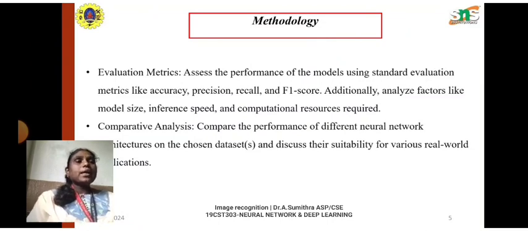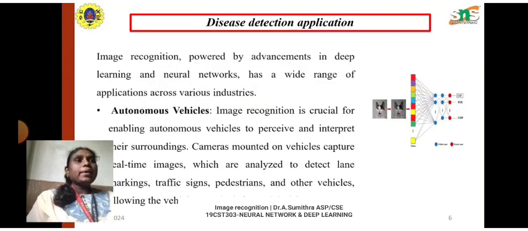This approach is especially useful when working with limited data and computational resources. The practical applications of deep learning based image recognition. Deep learning based image recognition has a wide range of practical applications across various domains. Object detection: identifying and localizing multiple objects within an image, a crucial task in autonomous vehicles, surveillance systems, and augmented reality applications.